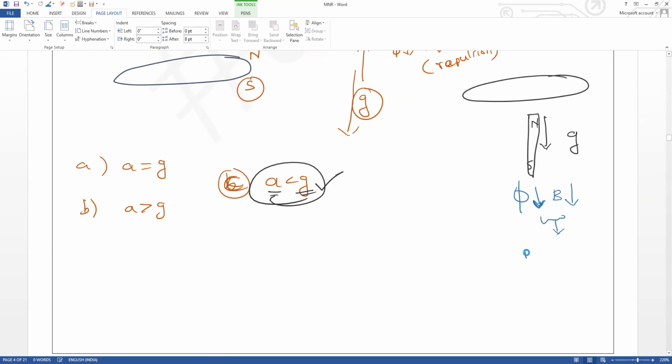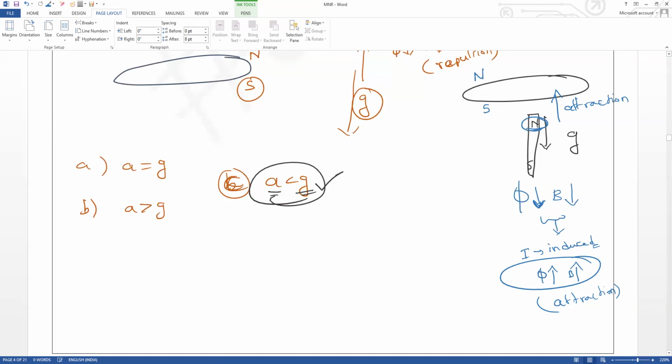Current will be what? Induced. Current induced means then the flux value increases, B increases. So B increases means what? Attraction or repulsion? Attraction. Understanding? So attraction means here what pole will be there? South pole. And the opposite one will be what? North pole. Attraction means opposite poles. Yes or no? Yes? Again.